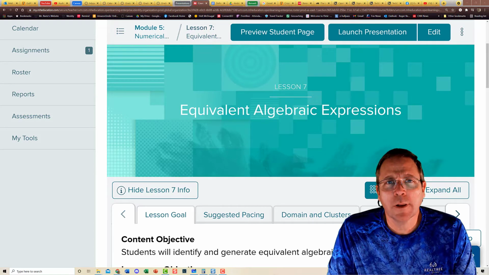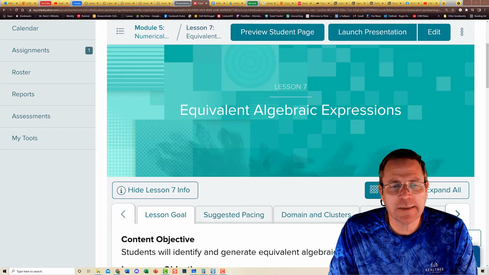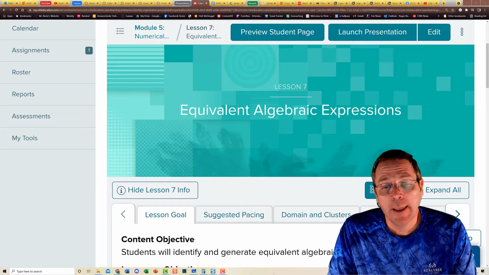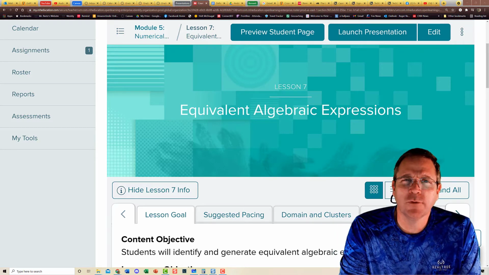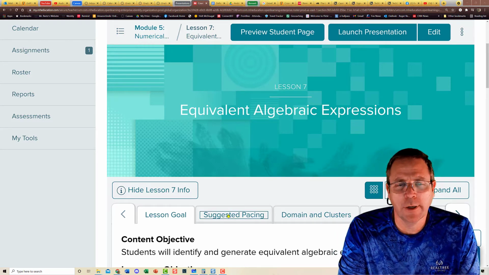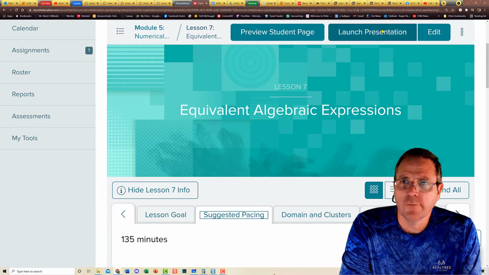Module 5, Lesson 7 deals with equivalent algebraic expressions. The content objective says that the students will identify and generate equivalent algebraic expressions. I think the distributive property may be involved here again, and it suggests that it's going to take 135 minutes.